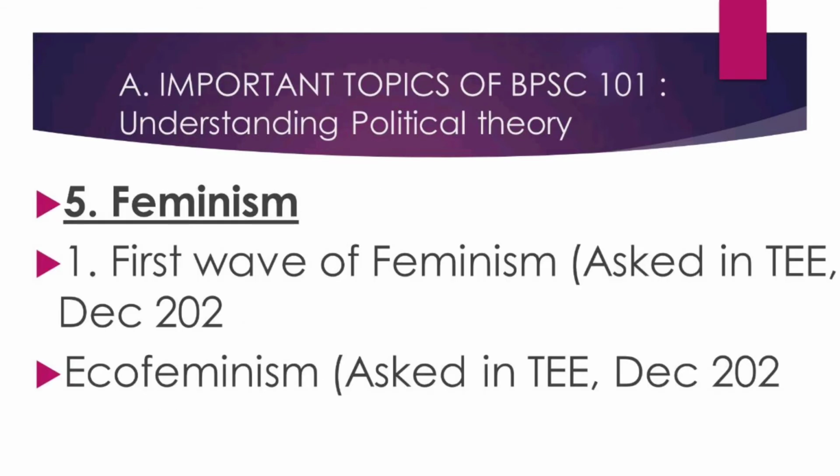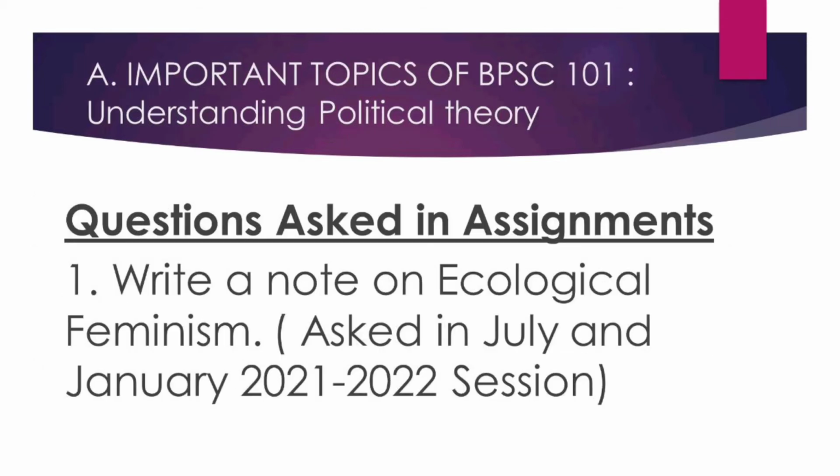So the fifth most important topic is feminism, and only 2 questions have been asked so far from this portion in both term and examination. The first question is the first wave of feminism and the second one is ecofeminism. And only 1 question has been asked from this portion in the assignment question paper: write a note on ecological feminism, and it is asked in the July and January 2021 session.